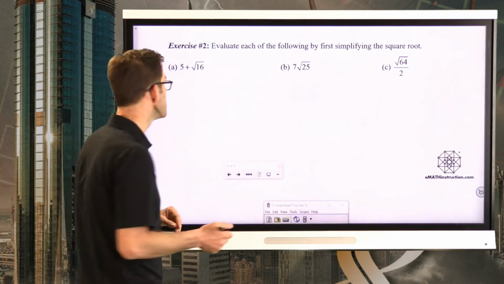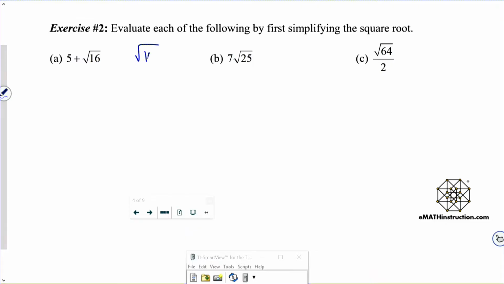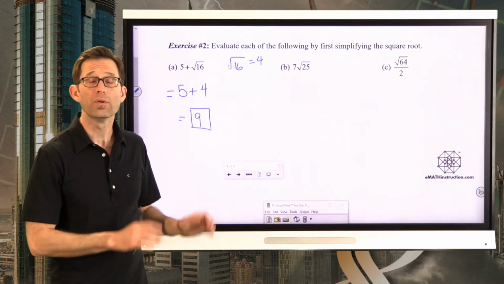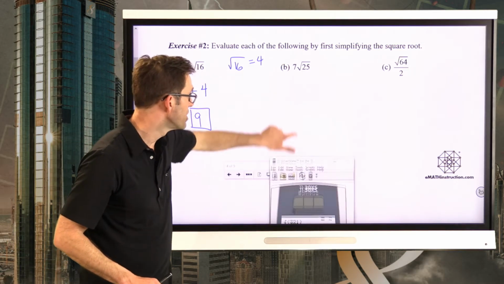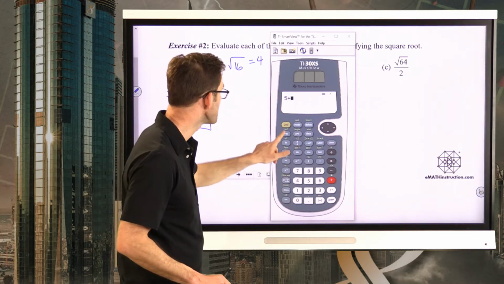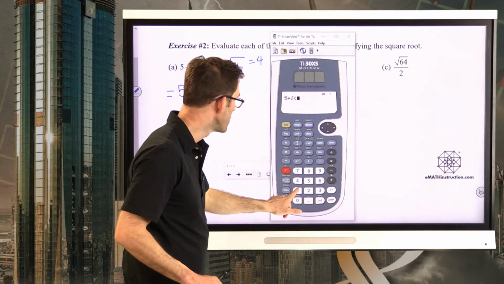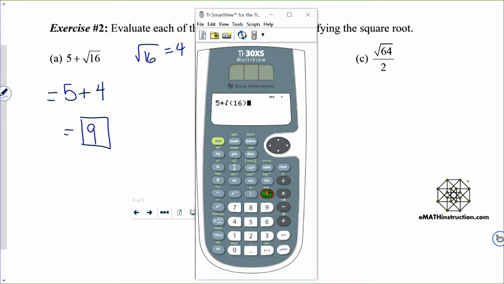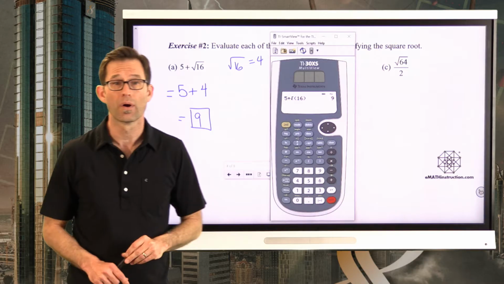Well, what I could do in this case is say, look, I know the square root of 16 is equal to 4, so 5 plus the square root of 16 must be 5 plus 4, and that must be equal to 9. Okay? Now, side note, I would not want you to do this with your calculator, but since we tend to trust our calculators, if I put 5 plus the square root of 16 into my calculator, the exact calculation that I've got up on the board right now, and I hit enter, it tells me the result's 9.